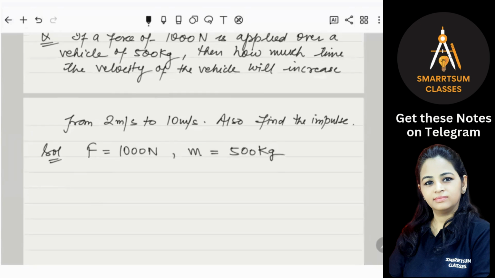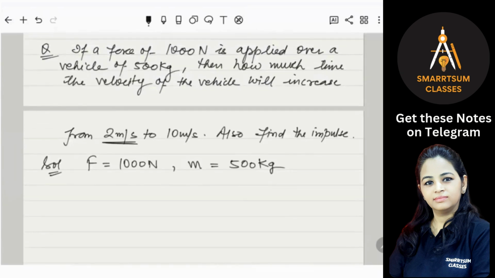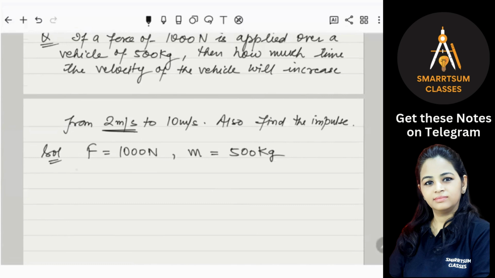Right? Next, 2 meter per second, what is it? Sama, what is 2 meter per second? Initial velocity or final velocity? Initial velocity. So write down initial velocity denoted by u, 2 meter per second. Now, what is 10 meter per second? Anvi? 10 meter per second?